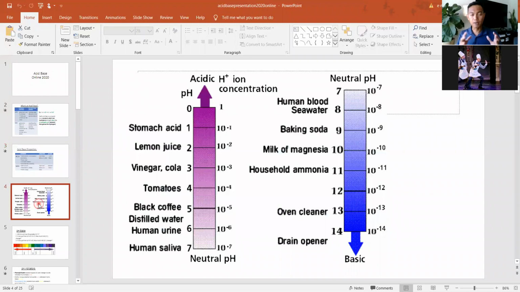pH, or the acidity and how basic something is, or the alkalinity, falls in the range of 1 through 14. On this particular slide, what it's showing is that we have all these different materials in our house that we're surrounded with and use pretty regularly that are considered acids and bases. And they fall in different ranges.